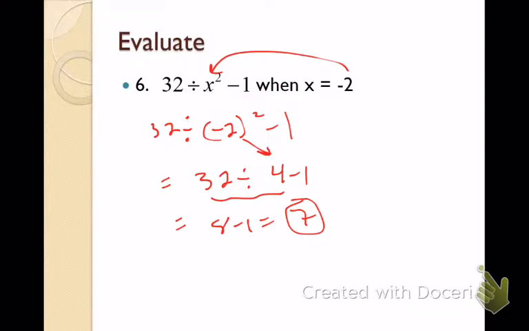Then we've got 32 divided by 4 minus 1. You cannot do 4 minus 1 first. Even though it's easier and you're going to want to, you can't do it. Division has to come first. So 32 divided by 4 is 8. 8 minus 1 is 7. Okay? That's where 7 came from.